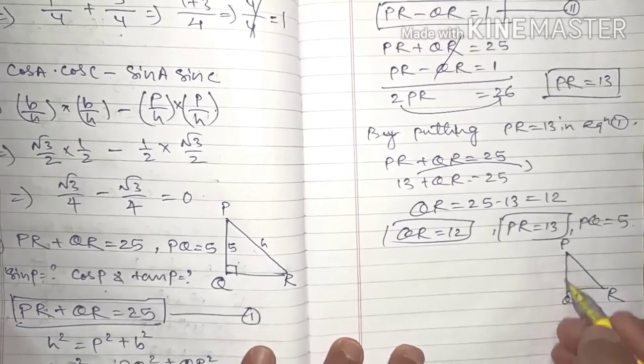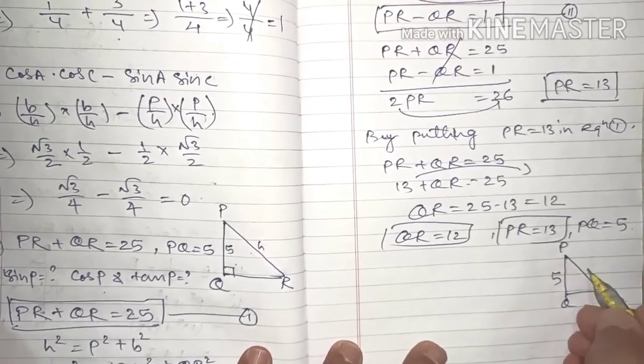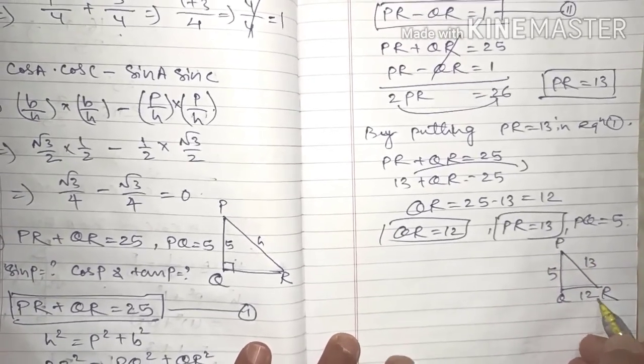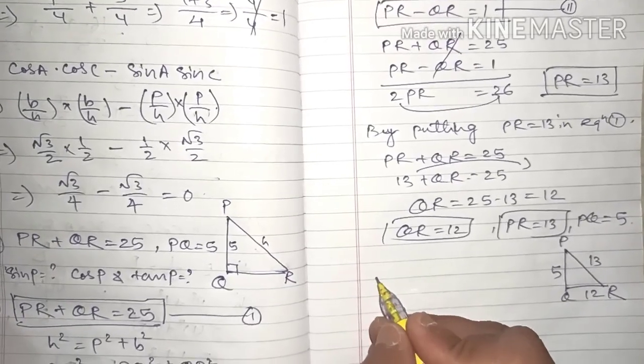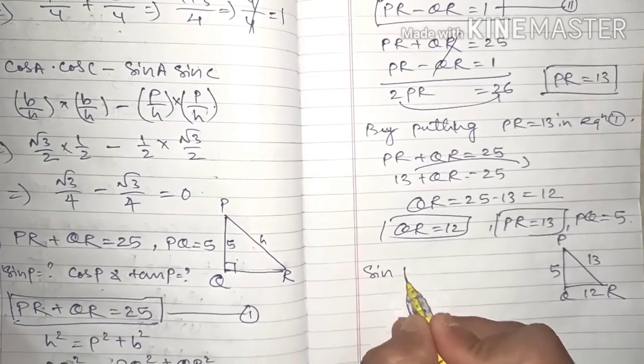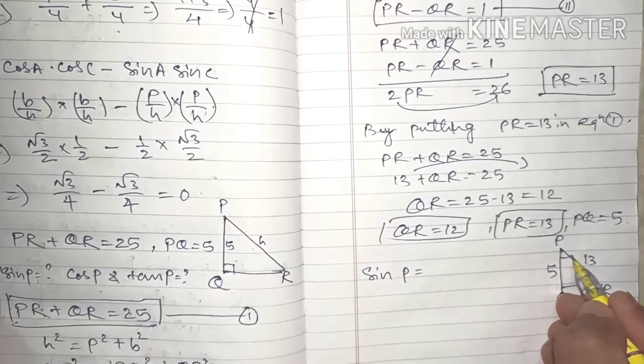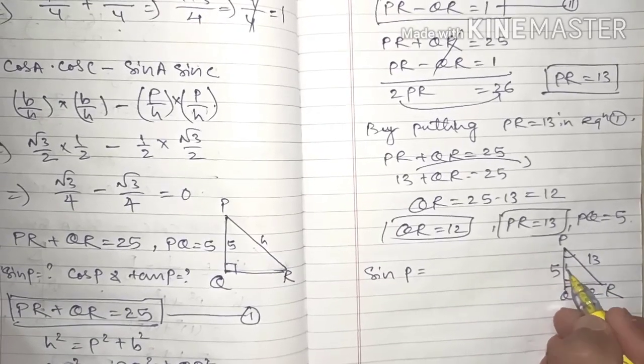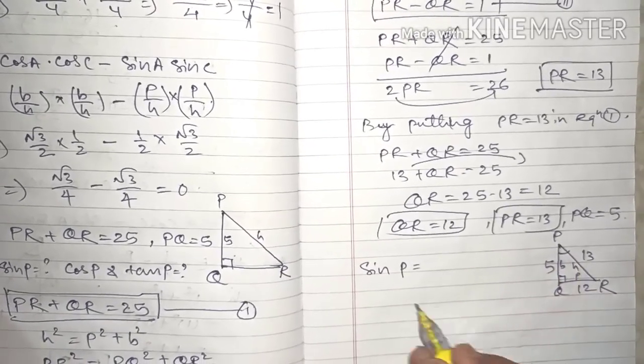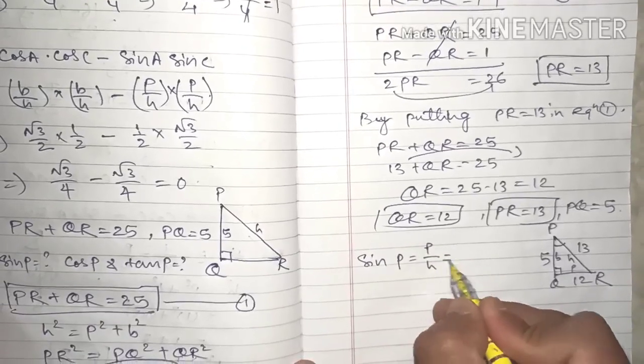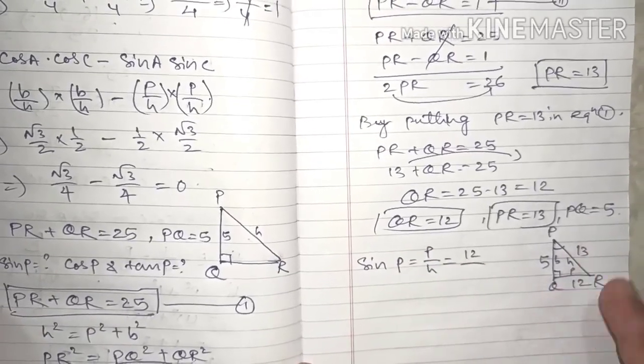In triangle PQR, PQ equals 5, PR equals 13, QR equals 12. We have to find the value of sine P. So draw an arc on P. This is the base, perpendicular, hypotenuse. So sin P is P by H, 12 by 13.